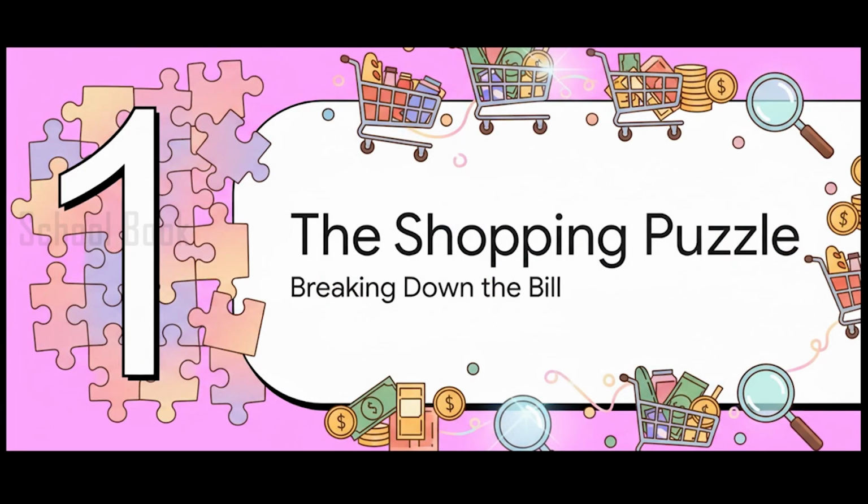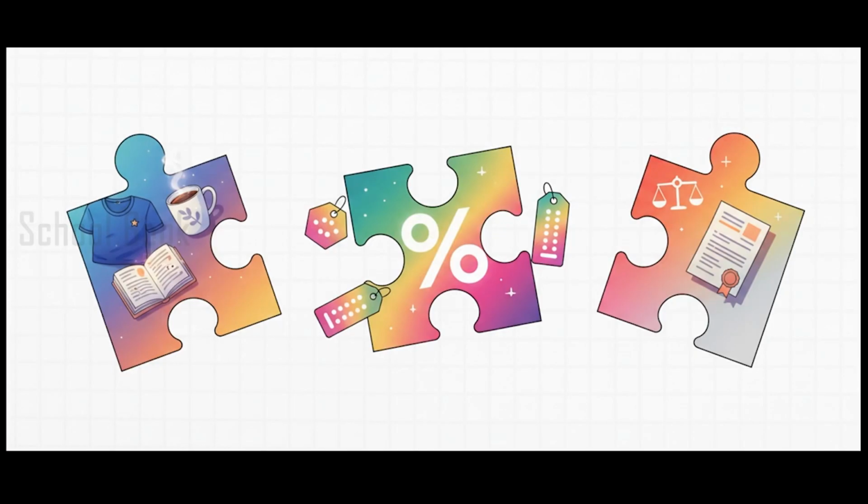Okay, the best way to tackle any puzzle is to break it down into smaller, manageable pieces. And that's exactly what we're going to do with this bill. We'll look at each part one by one, and before you know it, we'll have the final answer. So here are the pieces of our puzzle. We've got our 3 items, each with a different price. Then, each of those items has its own discount percentage. And finally, there's a flat 12% GST, or goods and services tax. The key thing to remember is that the tax gets applied after we figure out the discounts.